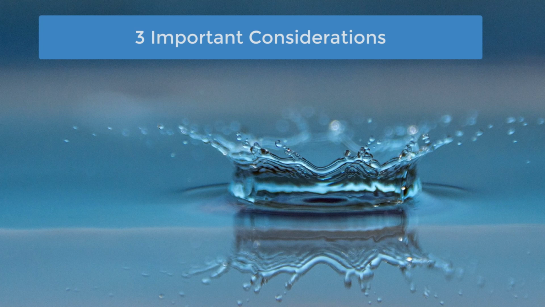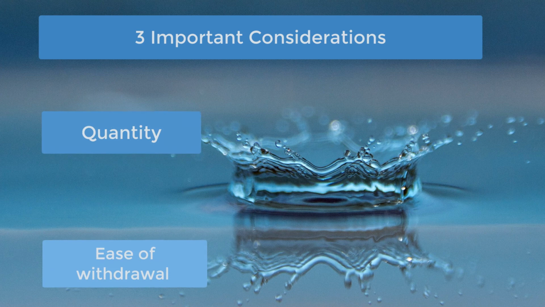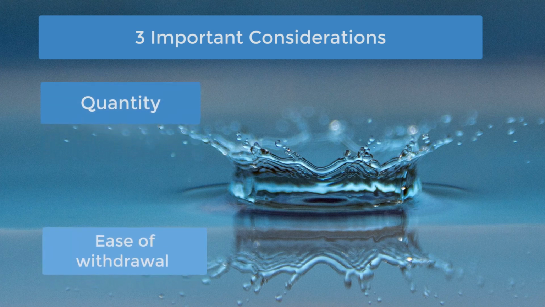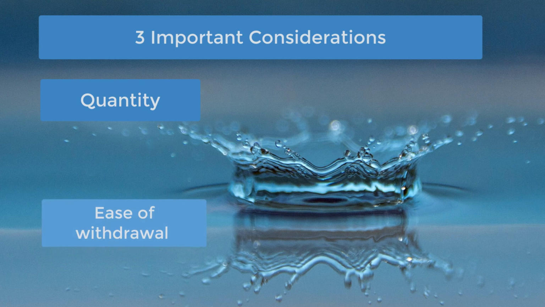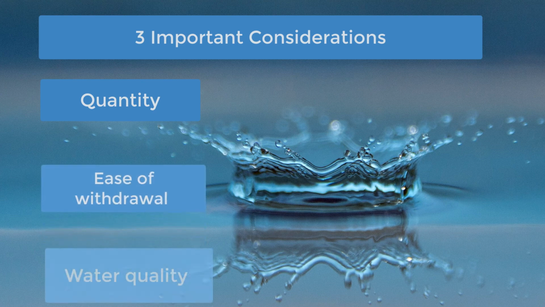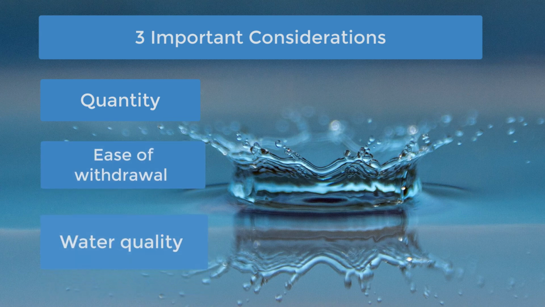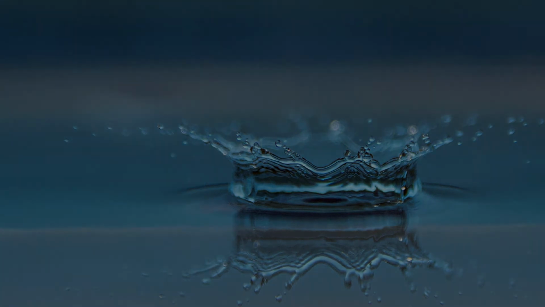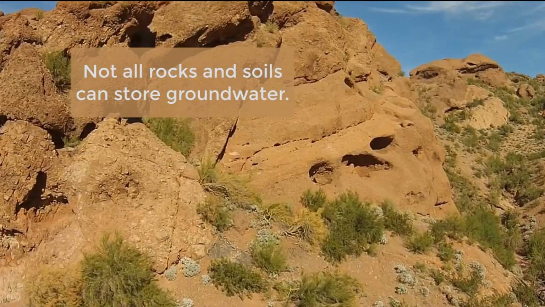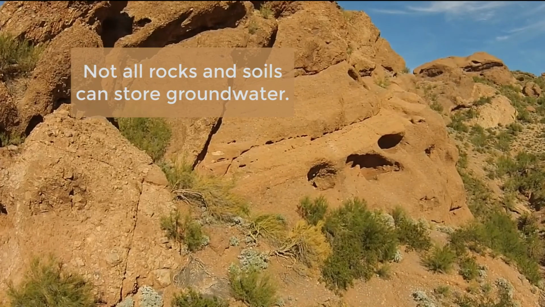So there are 3 main factors that determine whether a source of groundwater will be a viable resource for a community. One is the quantity of it. Is there enough groundwater to supply the community above it? Two, how easy is it to withdraw or pump from that aquifer? How deep is it? How expensive is it to get to? And number 3, what's the water quality like? Are there pollutants that affect its drinkability from nearby sources of pollutants?